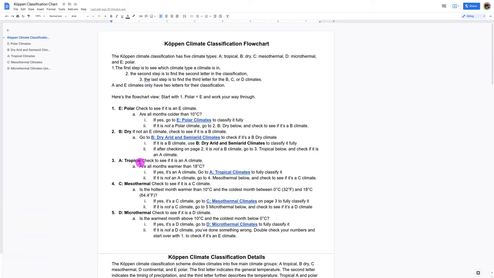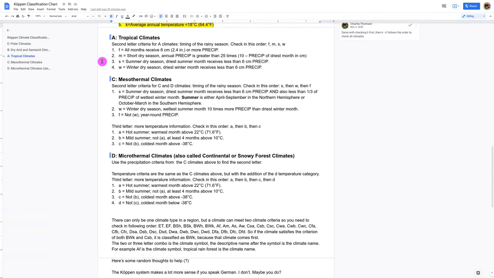And then we check to see, is it a tropical climate? And here's how you check. Are all months warmer than 18 Celsius? If yes, it's an A climate. And then we go to A climates and say, well, let's check the second letter because every month is above 18, so it has to be a tropical climate. So now we see, first question, is it an Af? Capital A, little f. Are all months receiving more than 6 centimeters rain? If so, it's a tropical rainforest.